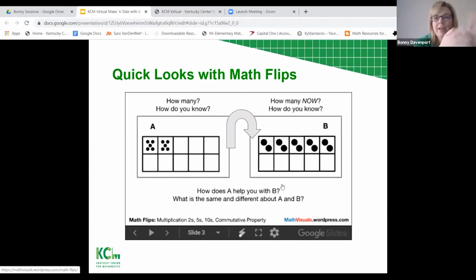And instead of just the regular flashcards that your parents may be asking for or that are familiar to them, with these math flips you look at one side of the card and talk about how many, what do you see, how do you know. Then the back isn't the answer, it's a related math fact that builds on the one on the front. So we're going to watch a little clip about how to use math flips.